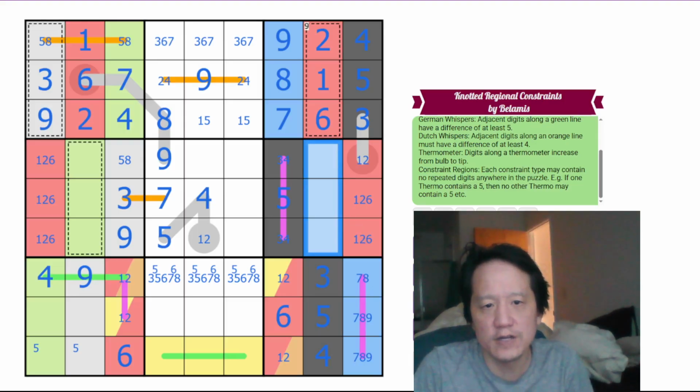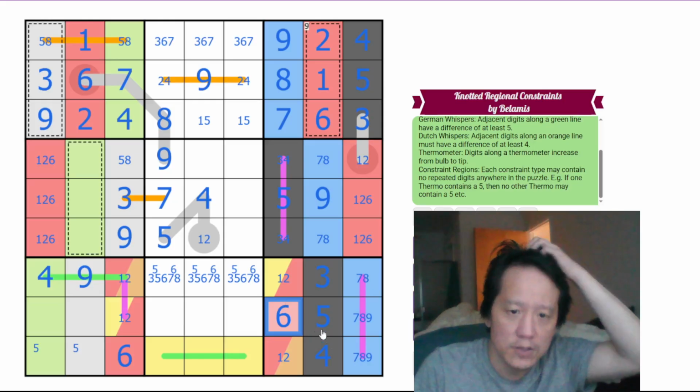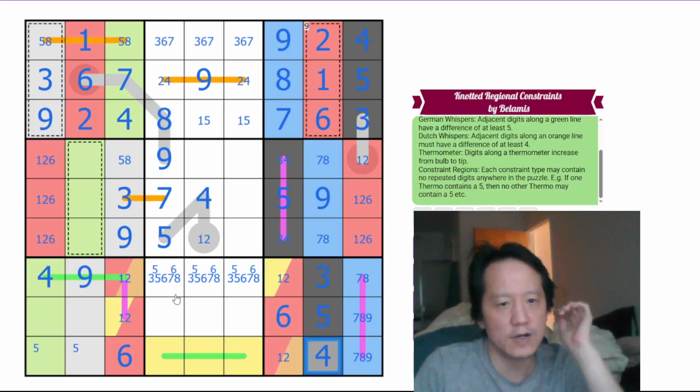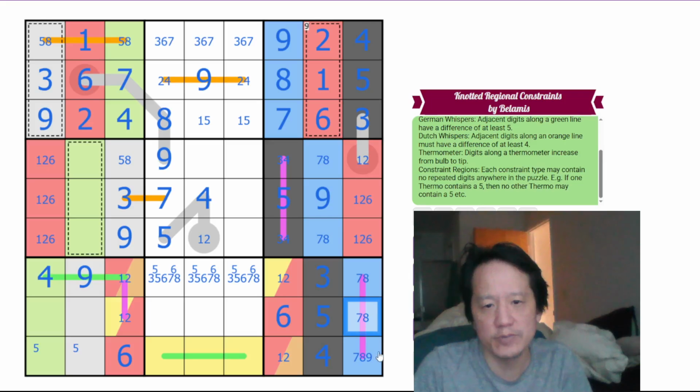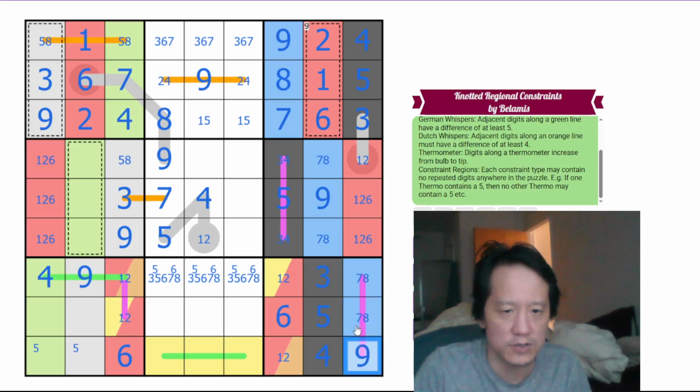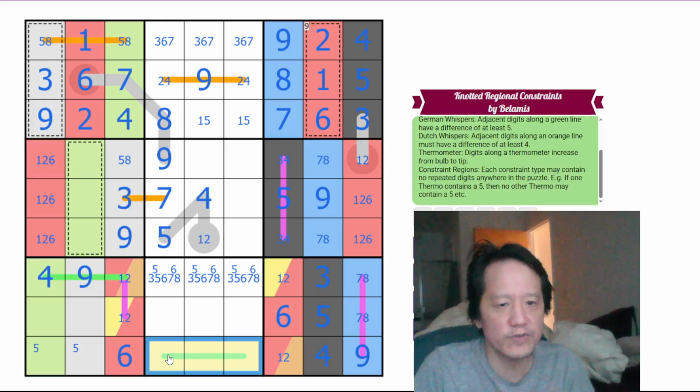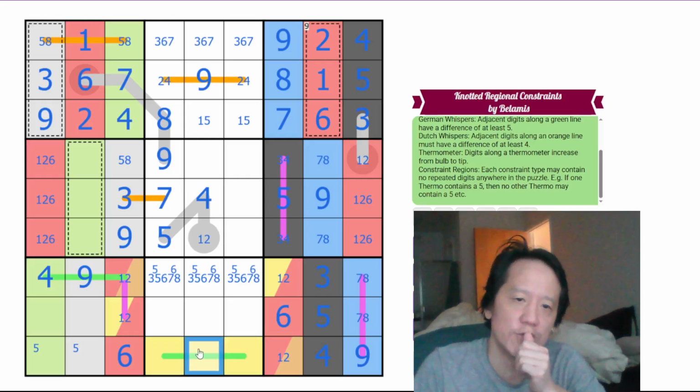This is 7, 8, 9, but 9 cannot be here or here, so this is 9 here. This is a 7, 8 pair. This is 4. 4 and 9 both have to be here, so this can't be 9. Therefore, 9 has to be here. This cannot be 4 or 9. So 3 cannot be them.